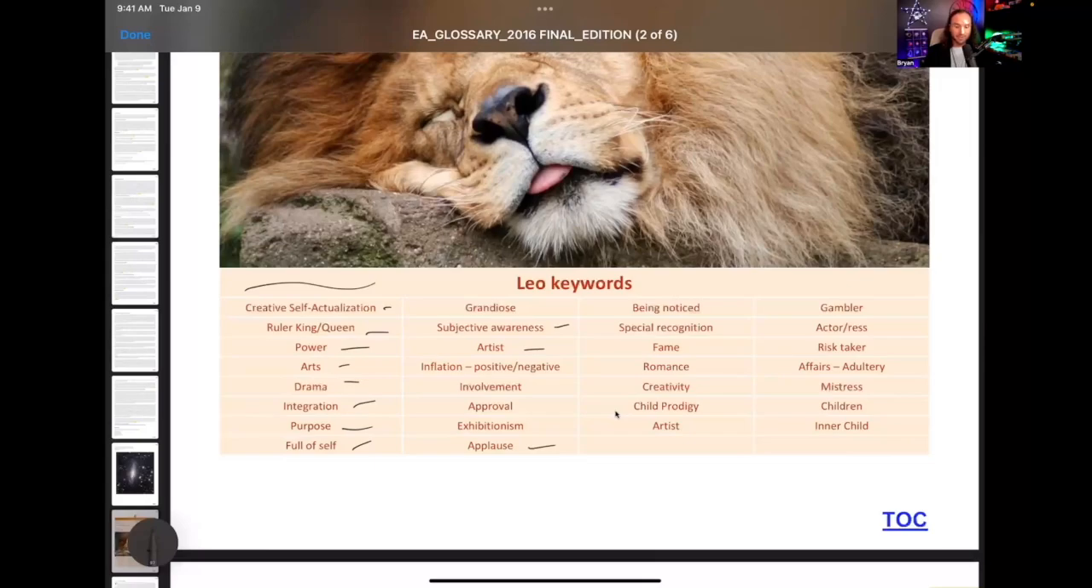Where your sun's at is where you're here to get that recognition, being noticed, fame, romance, creativity, child prodigy, artist. There's a risk-taking thing with the sun too. The sun does want to take risks. It wants to take risks to illuminate that area. The sun's not scared. There's a sureness to it, a regalness, a fixatedness that is about the experience of the self and what's going to happen there. And things don't happen unless you take a risk.